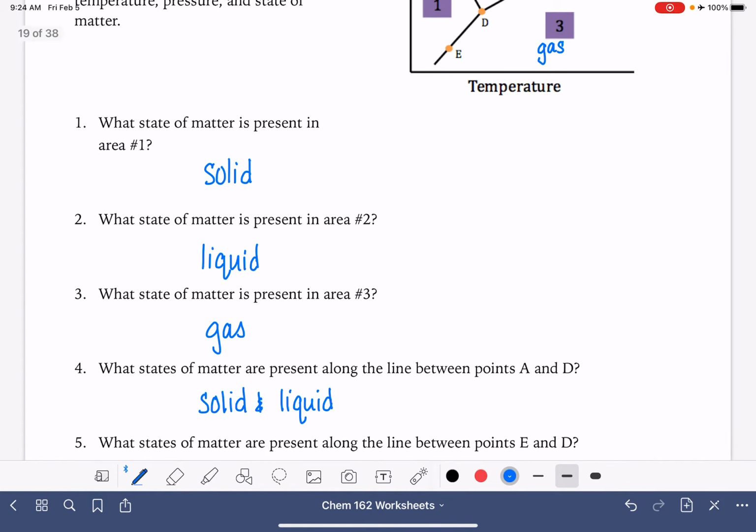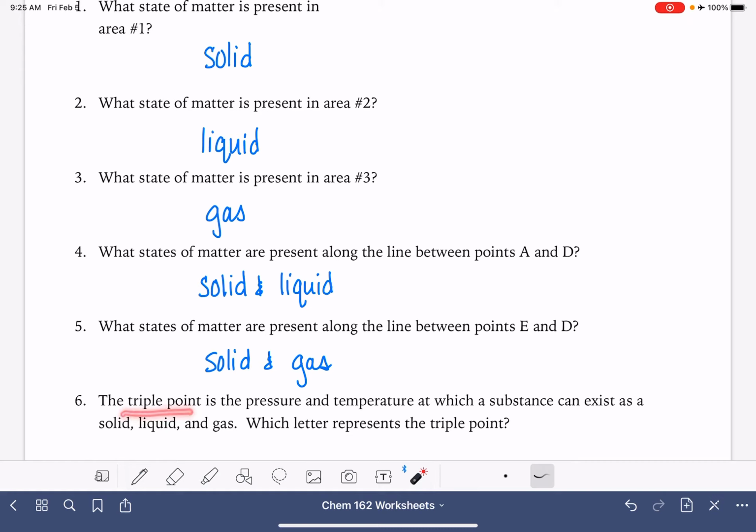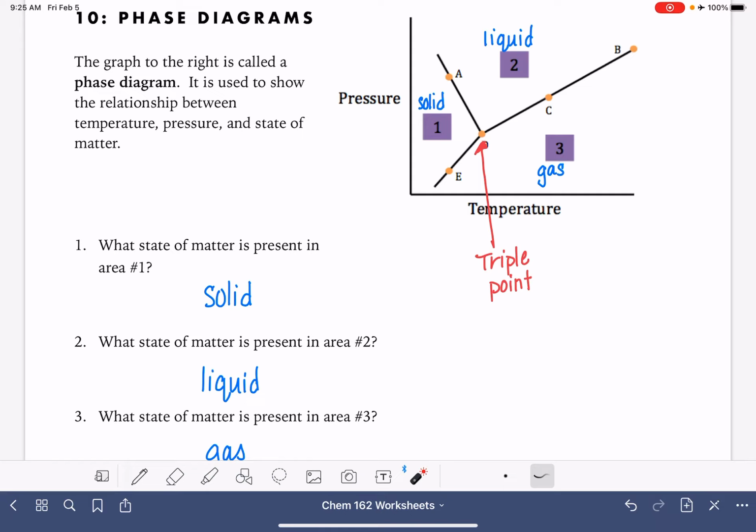Question number 6 asks us about the triple point. The triple point is the pressure and temperature at which a substance can exist as a solid and a liquid and a gas. Every substance has exactly one pressure and temperature where it can coexist as all three of these different states of matter. And the triple point on this particular diagram is right here, point D. So this is where all the lines intersect. We call this the triple point. And this is the pressure-temperature combination where we have all three of the states of matter happening all at the exact same time, which is really cool.